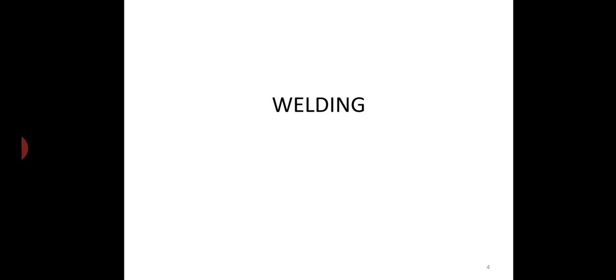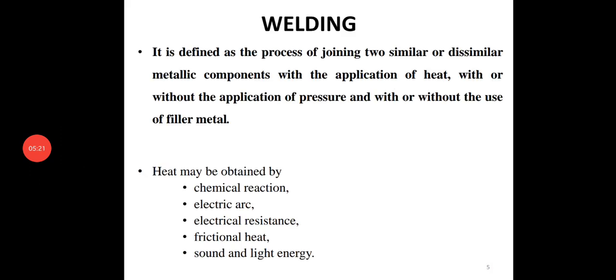Whenever you go for those types of structures, you will definitely go for welding, where welding can be done through the application of heat. The definition can be like this: it's a process of joining two similar or dissimilar metallic components, with the application of heat or without it. Normally you are melting the material to some plastic region, and then you are doing the welding. You can apply pressure, or you can apply a filler metal for doing the welding process.